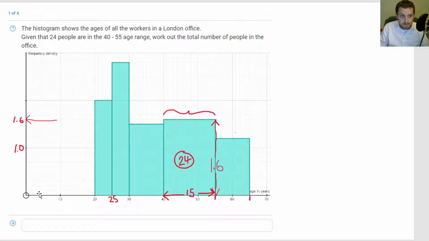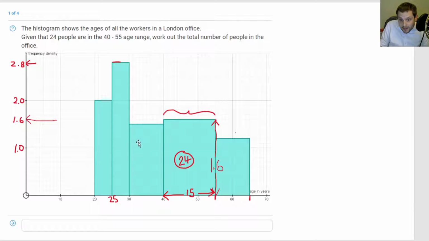frequency density, which means this is 2.0 here, and that goes all the way up. The tallest bar looks to me, so that's 2.1, 2.2, 2.3, 2.4, 2.5, 2.6, 2.7, and 2.8. So that there is 2.8. That's how tall this one is.